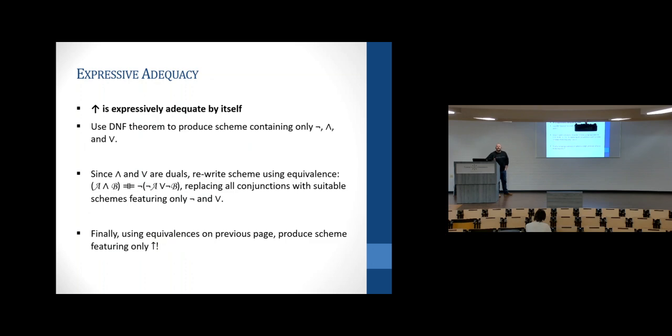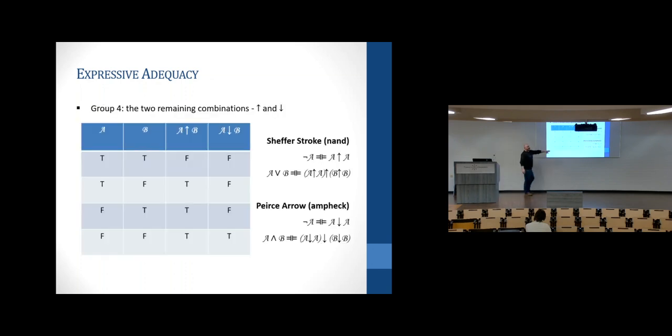And you can kind of figure the proof for Peirce's arrow is very similar. In fact, you can see it's just changing one very simple thing. We use DNF to produce a sentence using only negation, conjunction, disjunction. We then replace all the disjunctions with negations and conjunctions. And then we use, to go back two slides, these two schemes to get rid of all the conjunctions and negations. And there we go. Again, it's going to be a really ugly sentence, but you totally can do it.